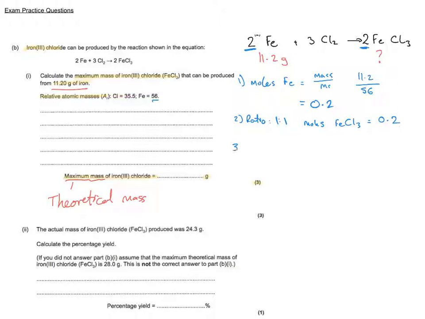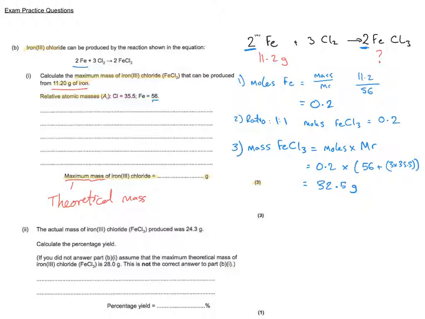Finally, your last step is work out the mass of what you want. So my mass of iron chloride equals moles times Mr. My moles are 0.2, and my Mr is 56, add 3 lots of 35.5. So overall, my answer comes to 32.5 grams. Is this sensible?